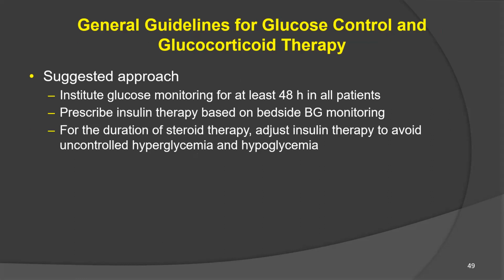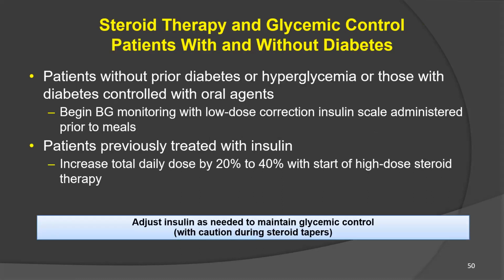General guidelines for glucose control in such patients. The suggested approach is to institute glucose monitoring for at least 48 hours in all patients. Prescribe insulin therapy based on bedside glucose monitoring. For the duration of steroid therapy, adjust insulin therapy to avoid and control hyperglycemia and hypoglycemia. Okay, you have to give insulin in such patients. Remember, most of the oral agents do not work in such patients. So, steroid therapy in patients with and without diabetes, and what glycemic control you have to do. There can be patients who are diabetic and started on steroids. There can be patients who are not.